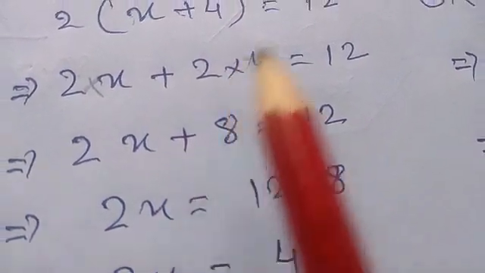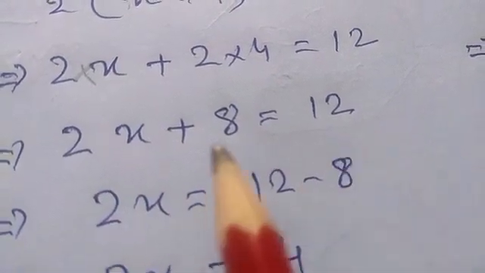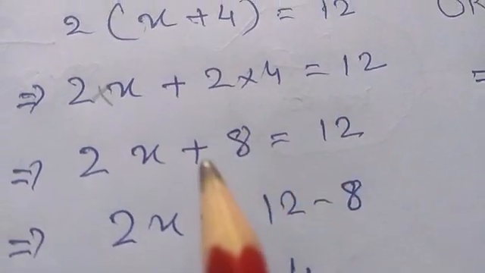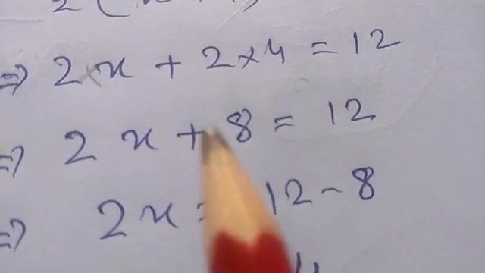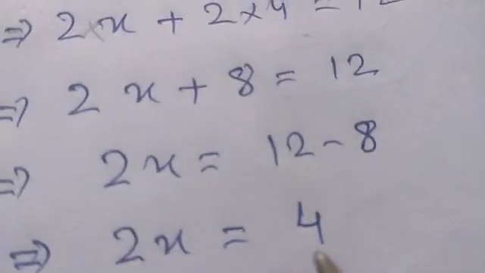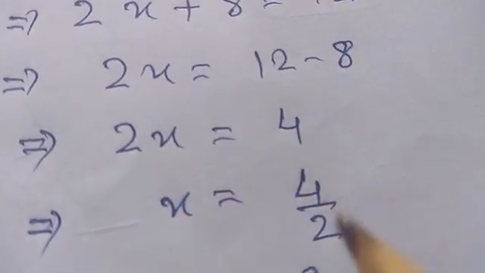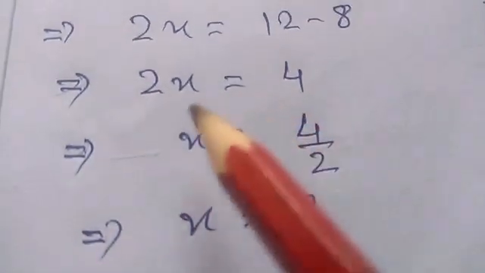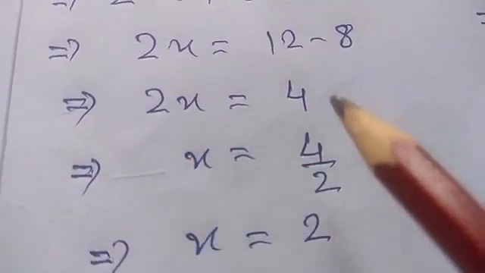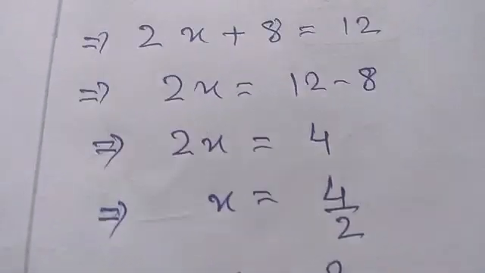Now this plus 8 will go this side. Remember, this is left hand side and this is right hand side. Whenever you shift a number from left hand side to right hand side, the sign changes, as I told in my previous video. So this plus 8 will become minus 8, 12 minus 8 is 4. So now 2x is equal to 4, and x will be 4 divided by 2, because 2 into x is multiplication. So 2 will divide here. The answer is 2. Correct.